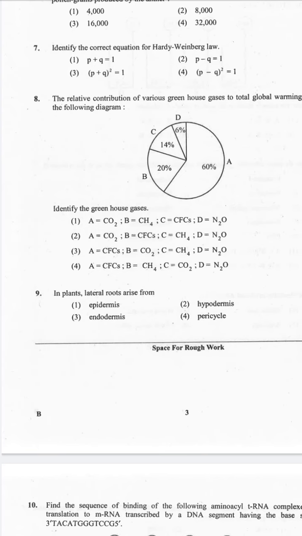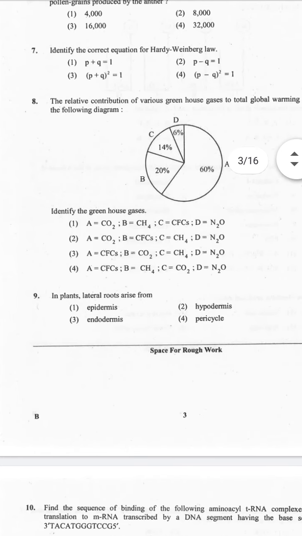It means A, CO2, 60%; B, CH4, 20%; C, CFC, 14%; D, N2O, 6%. And the solution for this is: the greenhouse effect is a naturally occurring phenomenon that is responsible for heating of the earth's surface and atmosphere. Greenhouse gases are gases that absorb and emit radiation within the thermal infrared range. Carbon dioxide contributes mostly to global warming, followed by methane, nitrous oxide and CFC.